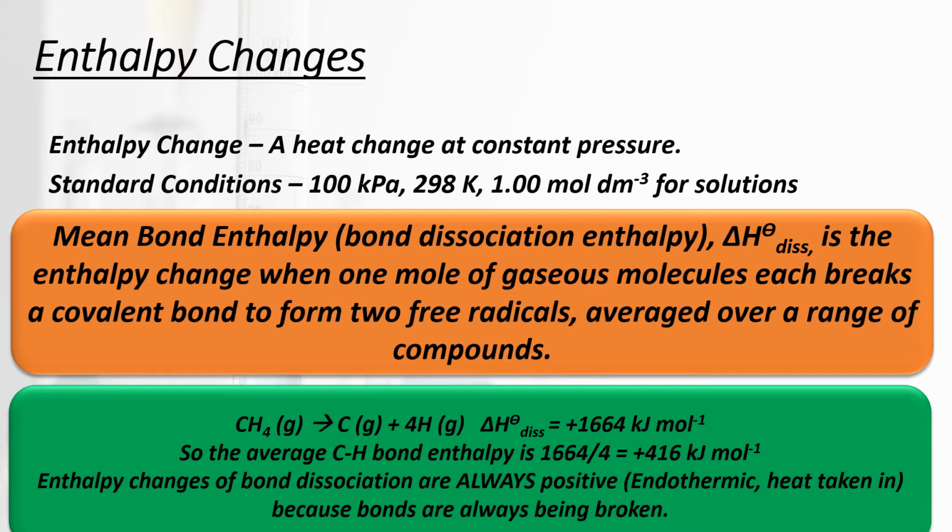So you'll never find a mean bond enthalpy for an ionic bond or a metallic bond. It has to be a covalent bond. And the key thing, because it's a mean bond enthalpy, it's the actual value of this bond in lots of compounds averaged over all the compounds you've taken the values from.